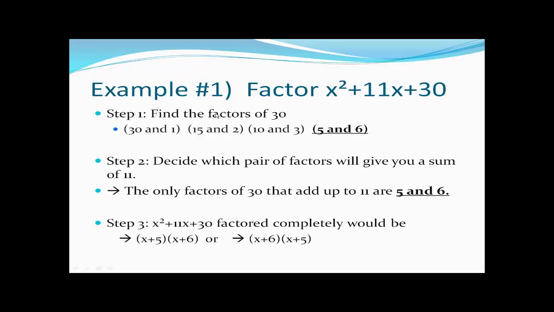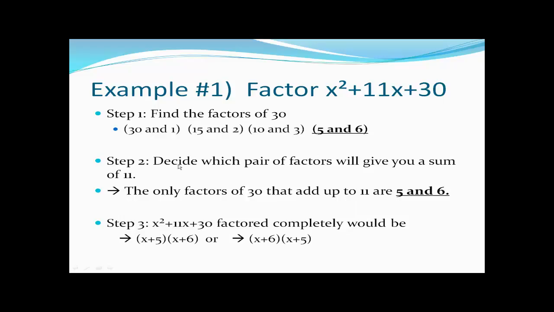Now, noticing those trends, let's do the opposite of distributing, which is factoring. I want you to factor x squared plus 11x plus 30. To do this, step 1 is to find the factors of 30, which is what numbers multiplied give you 30. And those are 30 and 1, 15 and 2, 10 and 3, and 5 and 6.